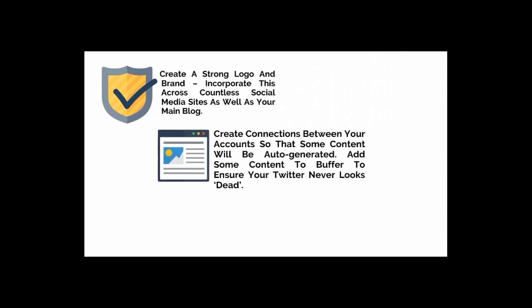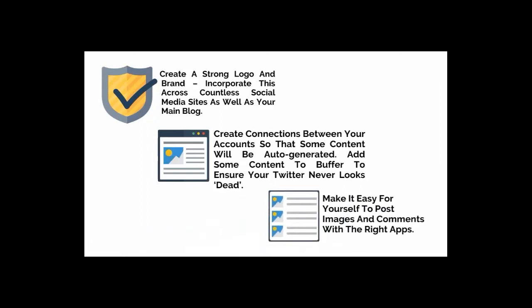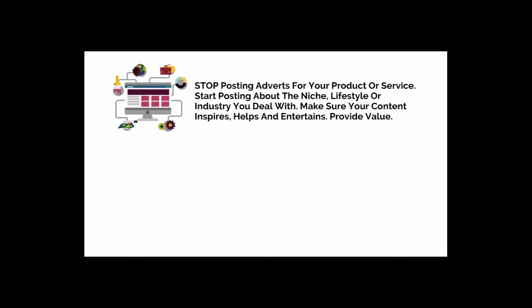Secondly, create connections between your accounts so that some content will be auto-generated. Add some content to buffer to ensure your Twitter never looks dead. Make it easy for yourself to post images and comments with the right apps. Stop posting adverts for your product or service. Start posting about the niche, the lifestyle, or the industry that you deal with. Make sure your content inspires, helps, and entertains. Provide value.